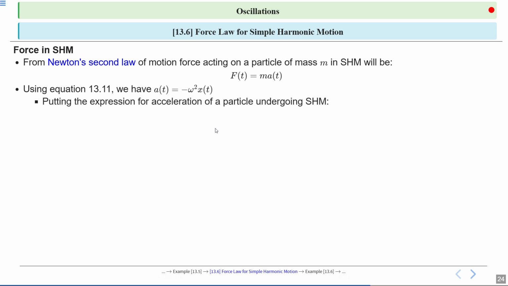So substitute this expression for acceleration into our force equation. This means we are replacing a of t with minus omega squared times x of t. This step is crucial because it links the force directly to the displacement, showing the unique nature of SHM. So f of t is equal to minus m omega square x of t. So f of t is equal to minus k into x of t. So we know k is equal to m into omega square. So omega is equal to under root k by m.